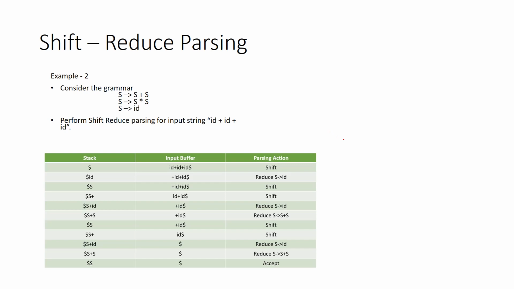And now we'll see another example. Consider the grammar S gives S plus S, S gives S star S, and S gives id. Now we are going to perform shift reduce parsing for the input string id plus id plus id. Initially your stack contains the dollar symbol.